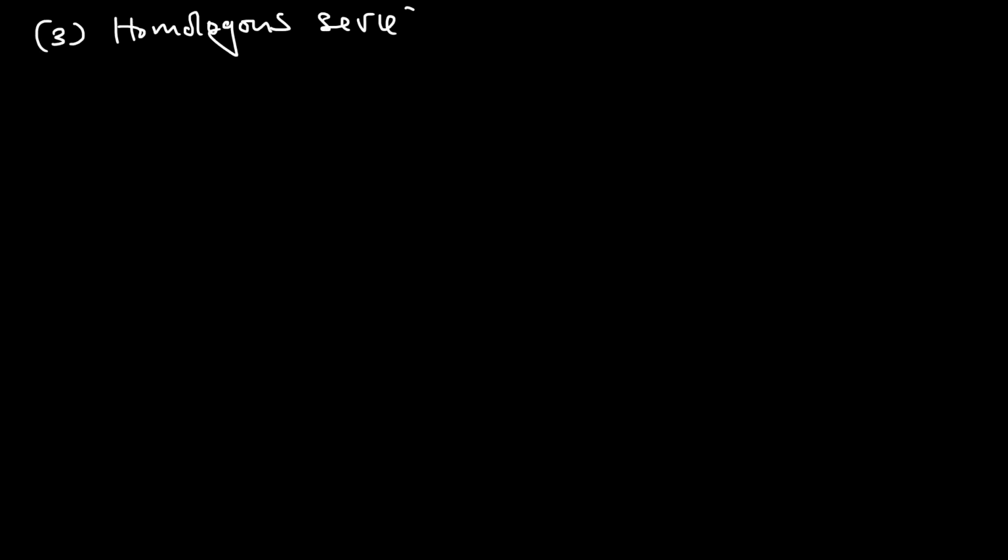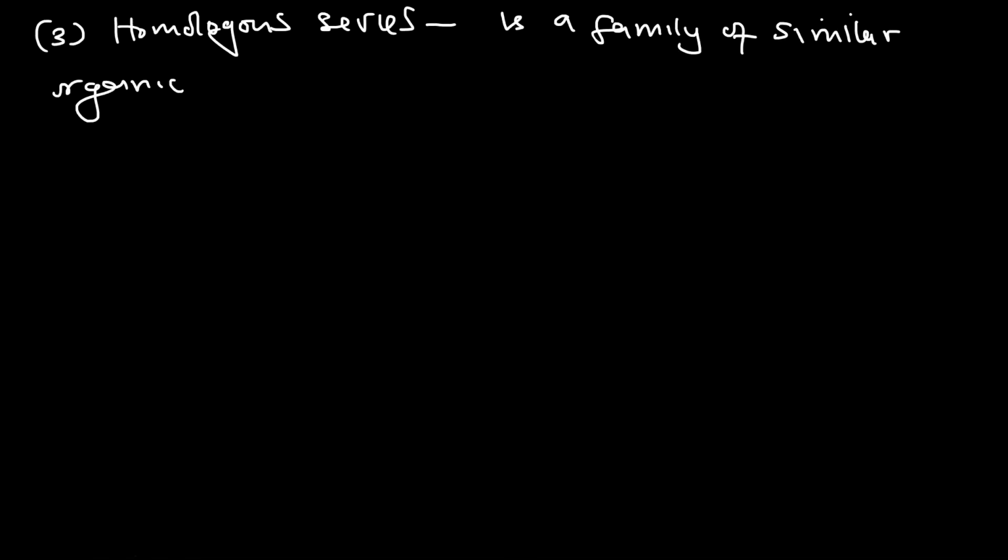Another term that we look at, which is the third term in this case, is the homologous series. Now, what is a homologous series? So it's simply the family of similar organic compounds. So you can say a homologous series is a family of similar organic compounds. These are what we call homologous series.